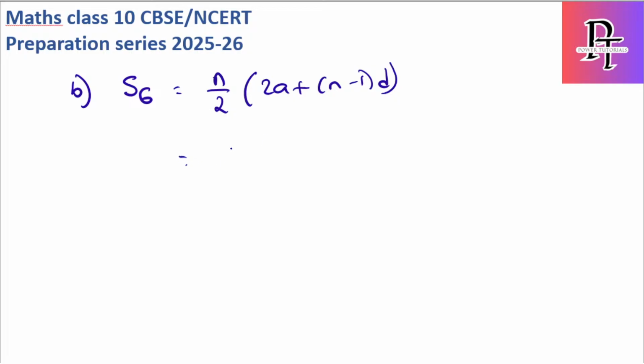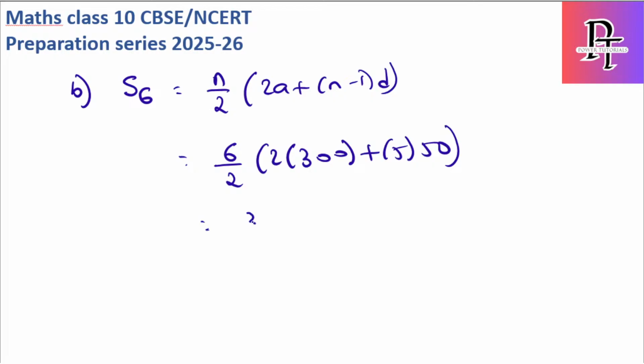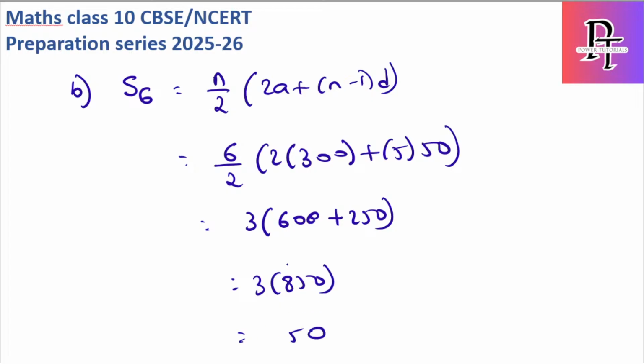Okay, n value is 6, so 6 by 2 into 2 into the a value 300 plus, and here n is 6 and minus 1 will become 5, and the d value is 50. So now this becomes 3 into 600 plus 5 into 50 is 250. So 850 into 3. So 3 0 is 0, 3 5 is 15, 1, 3 is 24, 25. So the distance traveled for 6 rounds is 2550 meters. Okay, then let's move to the next one.